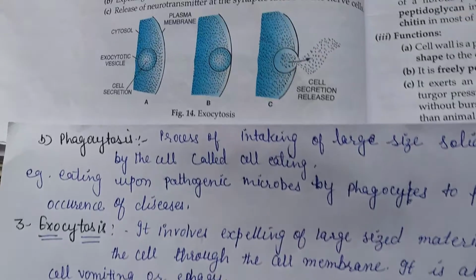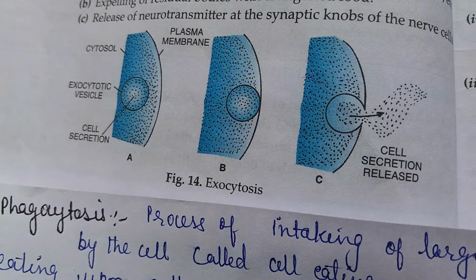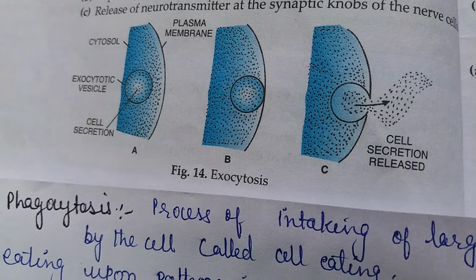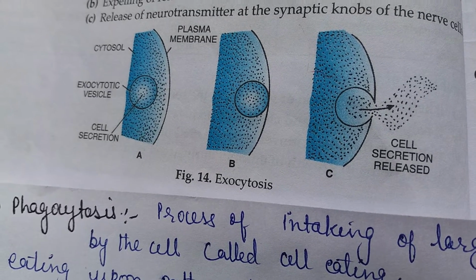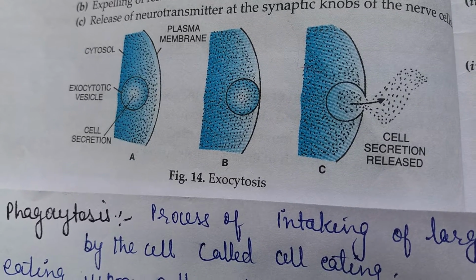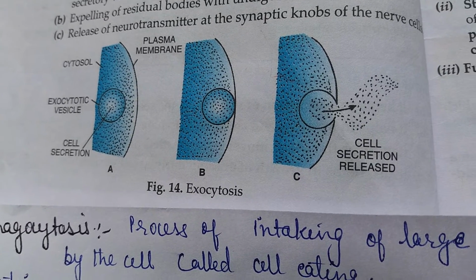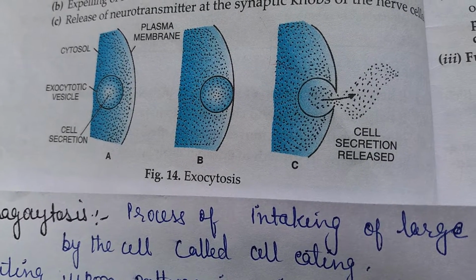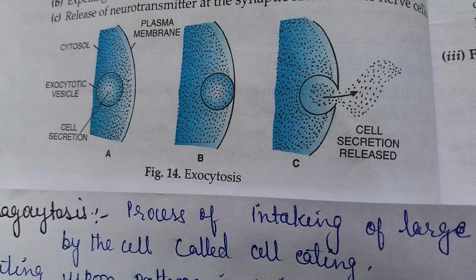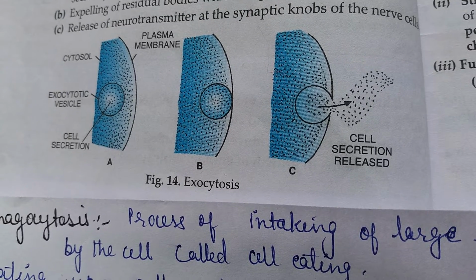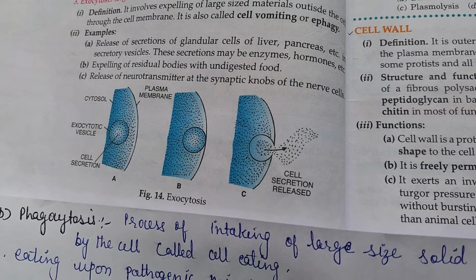Here you can see the diagram of exocytosis. This is the exocytotic vesicle, cell secretion, plasma membrane, cytosol in the first diagram. This rounded body wants to vomit, so it comes in contact with the plasma membrane, and in the third diagram you can see that this exocytotic vesicle liberates out the undigested food or cell secretion. This is the diagram of exocytosis. This is all about the plasma membrane.